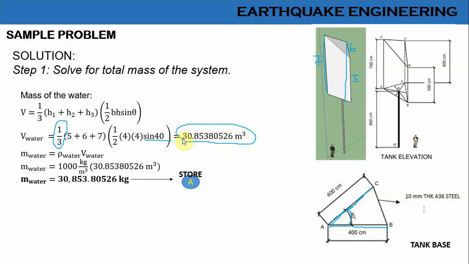30.85380526 cubic meter. And why did I write the full number? It's because I want to get the exact value.